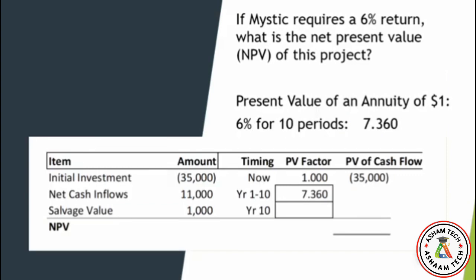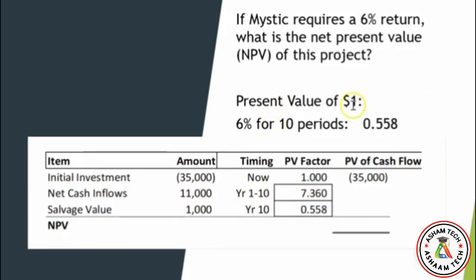Okay, so using the tables, and you'll probably just be given this information, the present value of an annuity of $1 at 6% for 10 years is 7.360. This is an annuity, the cash flow that happens over and over and over. So I'm going to put that factor in, 7.360. The present value of $1, or a single sum, at 6% for 10 years is 0.558. This is a one-time amount. It happens at the end of year 10, 0.558.